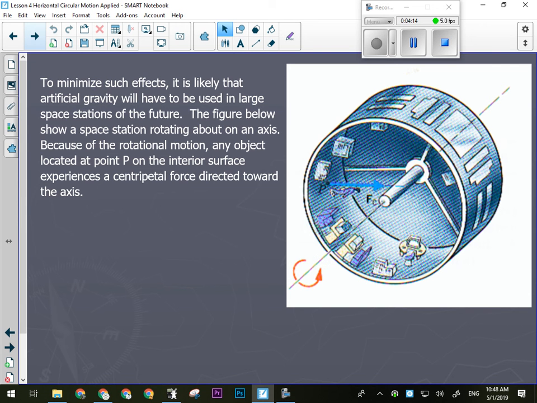The floor is the inside of that drum, and as the drum spins, your inertia wants you to travel in a straight line, if this is you right here. But what keeps you from doing that?